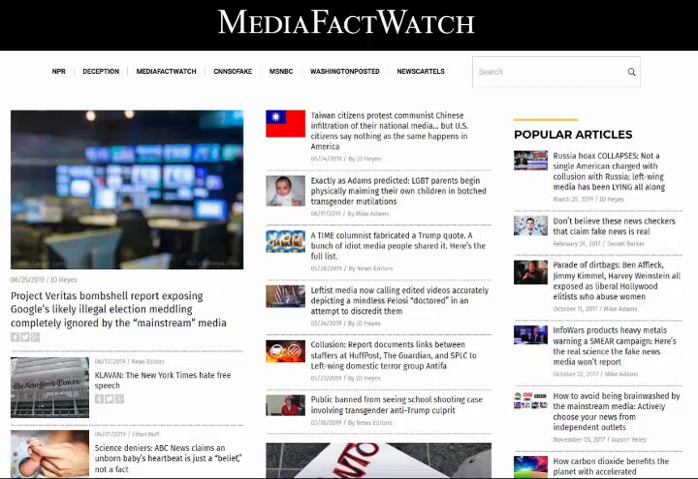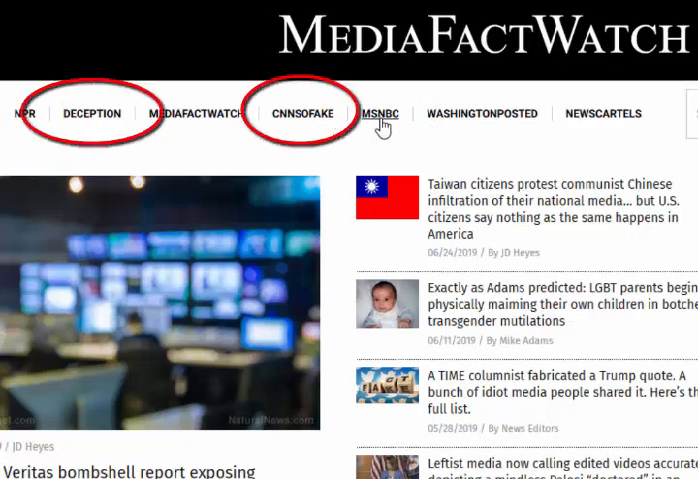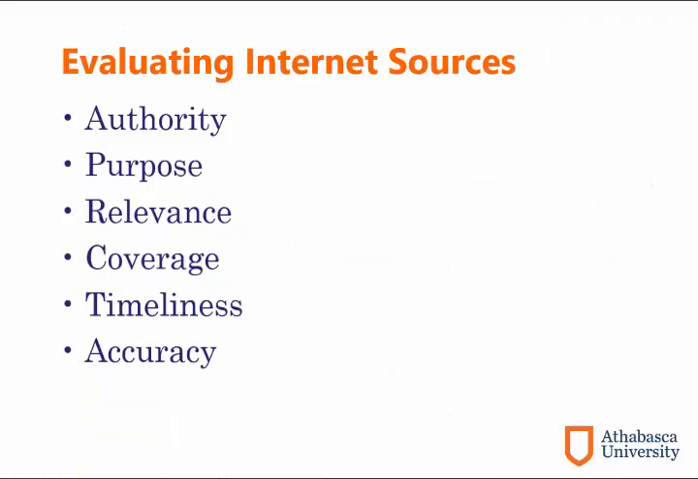Looking at this page, a few things immediately come to my attention. For example, the links at the top of the page have the names of credible news sources, including NPR and MSNBC, attached to them, but they also contain odd terms like fake and deception. When you click on the links, they only lead to pages that simply mirror the content of Media FactWatch. These clues led me to think that this website may not be a very reliable resource after all. Let's analyze this site based on the criteria that I've presented in the previous videos.